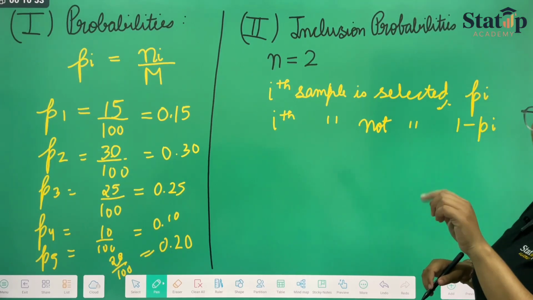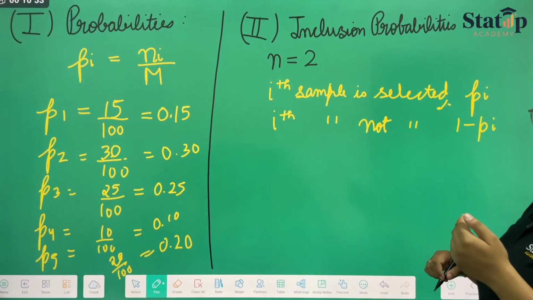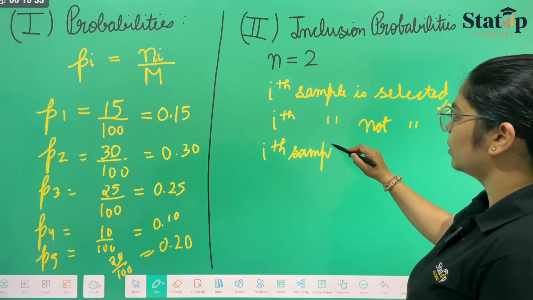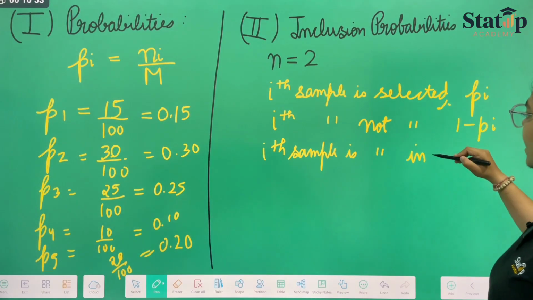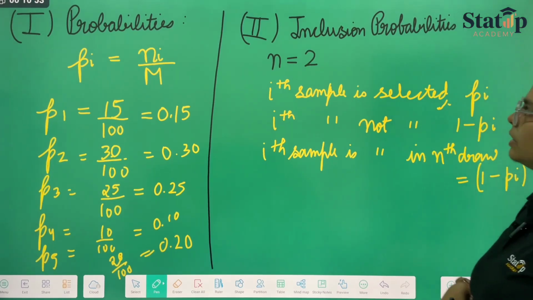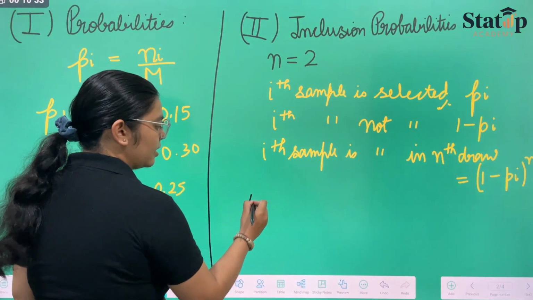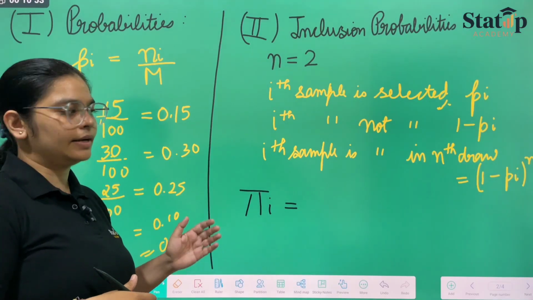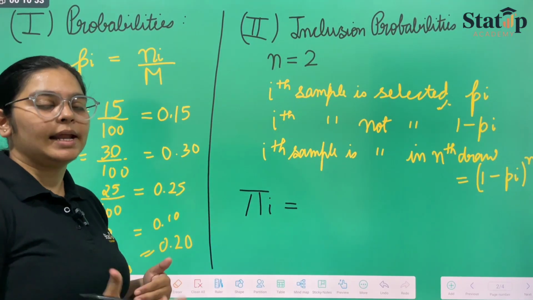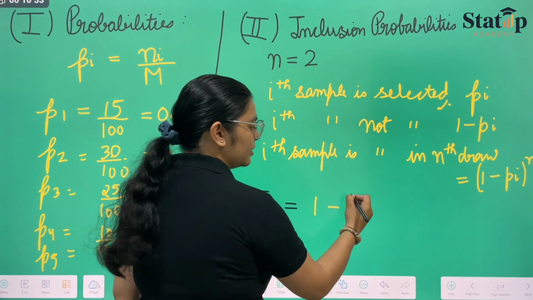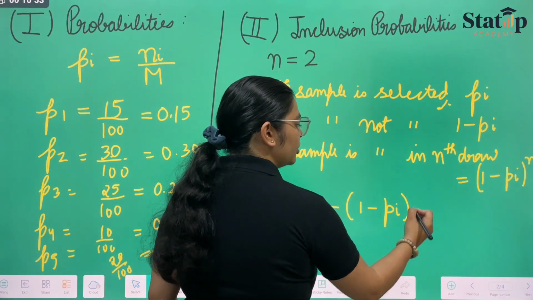So this is when we are talking about only one draw. If we talk about the nth draw, that the ith sample is not selected in n draws, then it will be (1 minus Pi) raised to the power n. Now the inclusion probability πi is equal to 1 minus (1 minus Pi) raised to the power n. But if it is selected at least once in n draws, then it will have the probability 1 minus (1 minus Pi) raised to the power n.